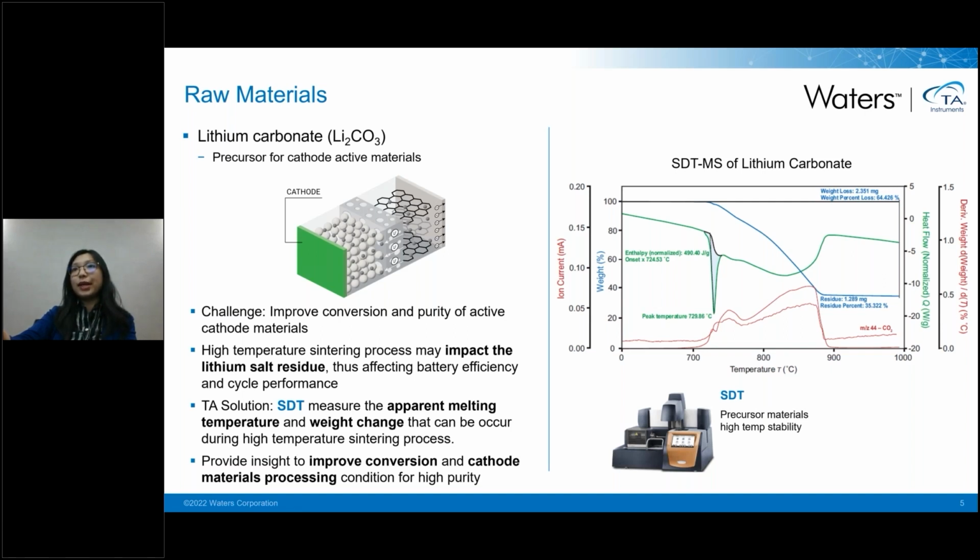In the figure, you can see that CO2, mass to charge 44, is showing up. So we can see that CO2 is released during the heated sintering process. By looking at the data, people can optimize the sintering process. Typically, the sintering process is between 725, which is above the apparent melting temperature, to 880 degrees C. And when you're doing this characterization, you are able to improve the conversion and gain insight into the cathode material processing to obtain a higher purity of the material.